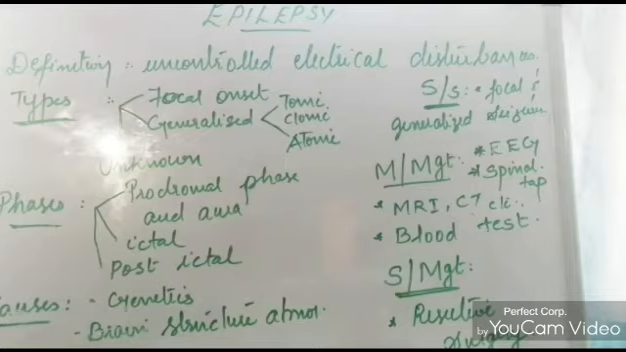Next one is the ictal stage. It is seizure activity, usually musculoskeletal. Last one is the post-ictal stage. It is a period of confusion and irritability that occurs after the seizures.